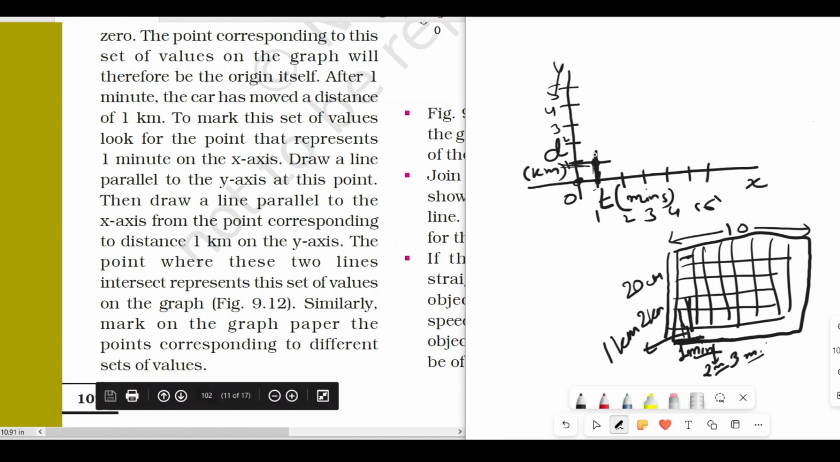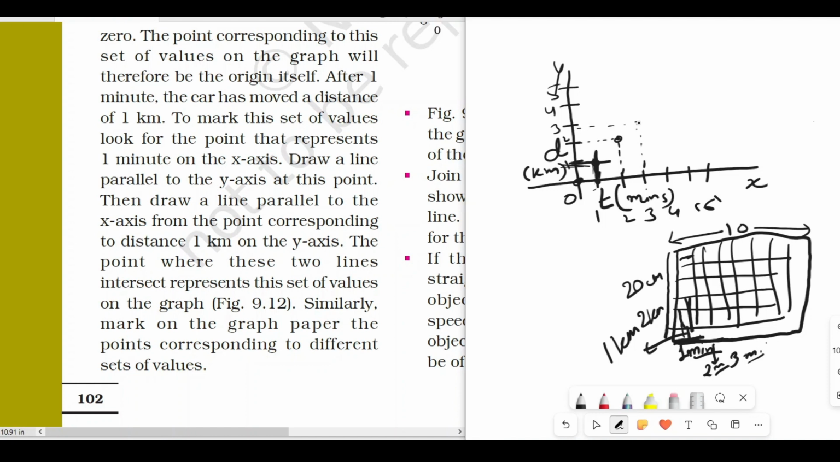Similarly, mark on the graph paper the points corresponding to different set of values. तो हम फिर अलग-अलग values के लिए mark करते हैं। 2 मिनट में वो कितना गया था? It went 2 kilometers. 3 minutes में it went 3 kilometers. 4 minutes में it went 4 kilometers.